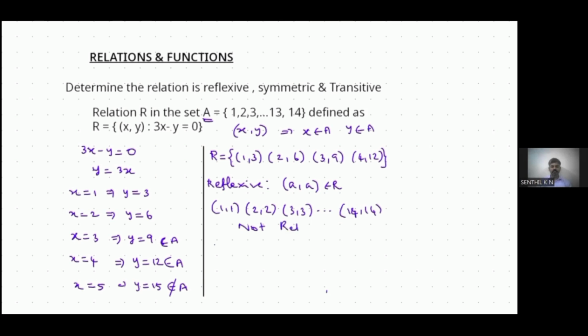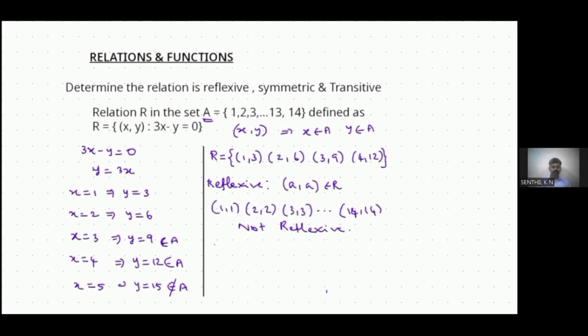So there is no element. All elements should be in R, then only we can say it is reflexive. If any one element is absent in R, we cannot say it is reflexive. Okay. So all the elements of set A should pair with the same element. So that type of element should be in R. Here there is no such element in R. So therefore we can easily say it is not reflexive.